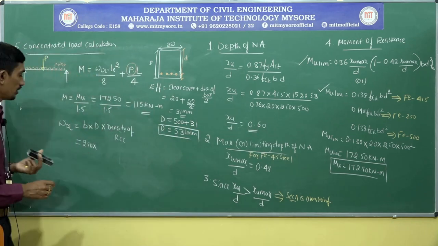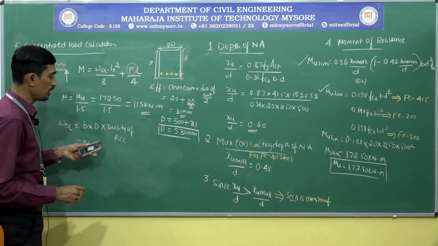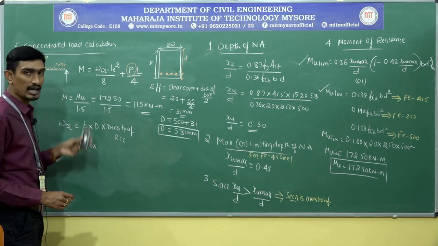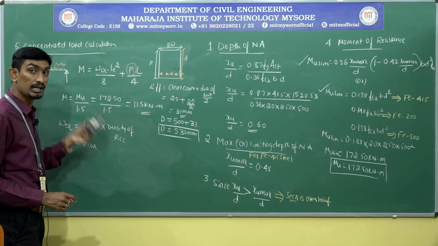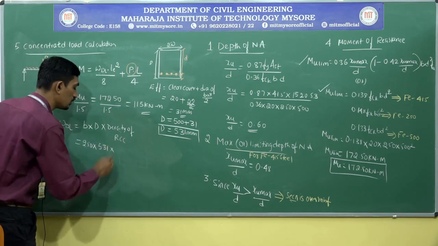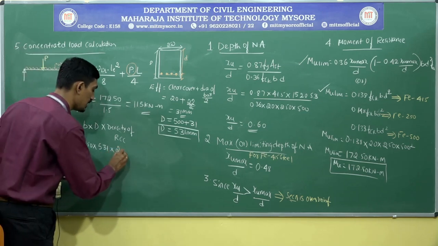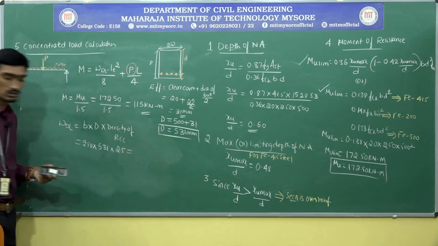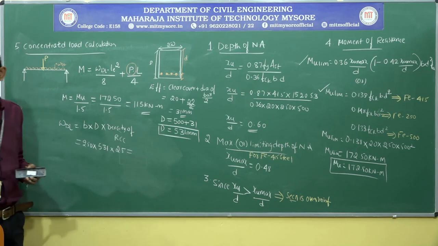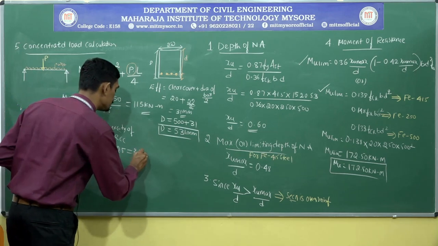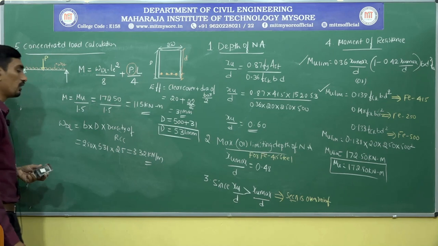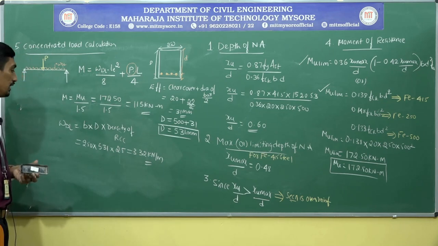Please be very careful while calculating the dead load. It is the overall depth, not the effective depth. Please keep this in mind. So 531 into the density of RCC, 25, works out to be 3.32 kilonewton per meter.